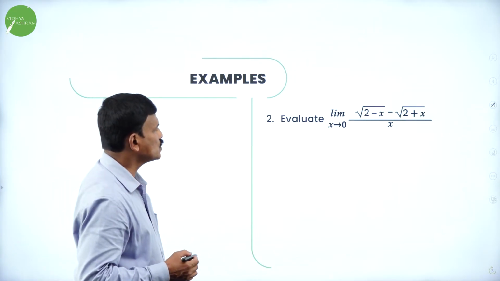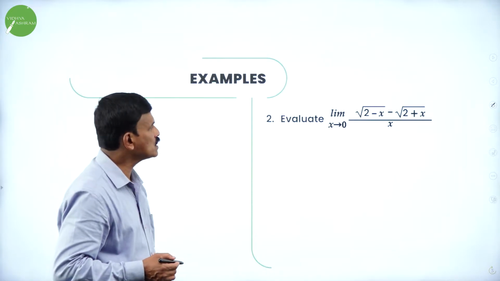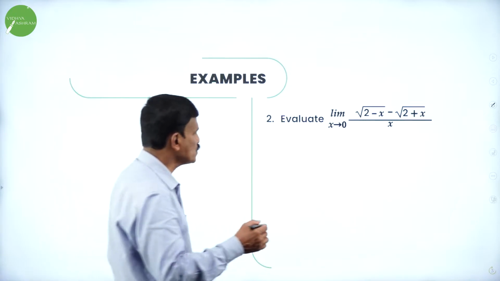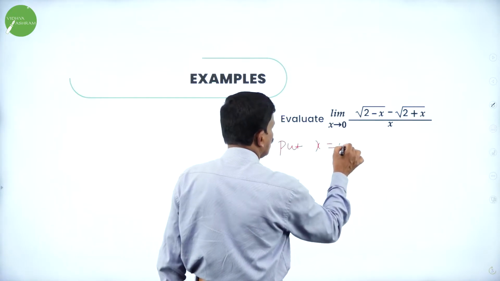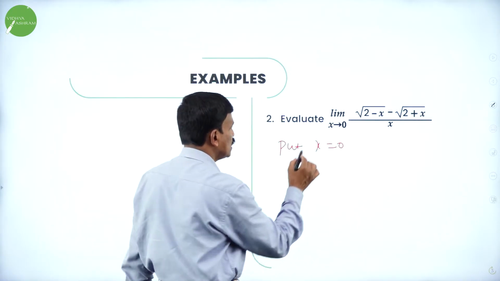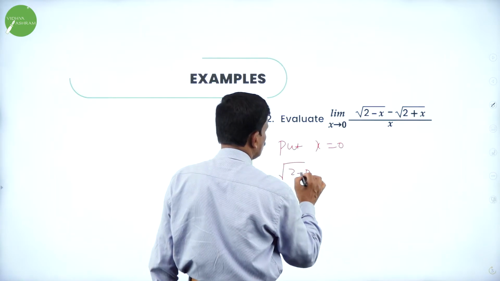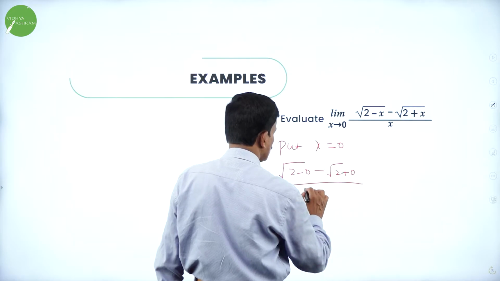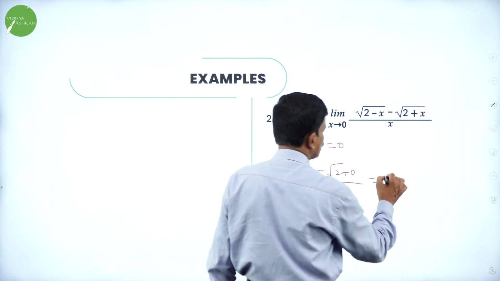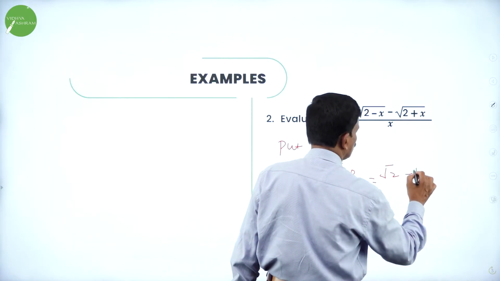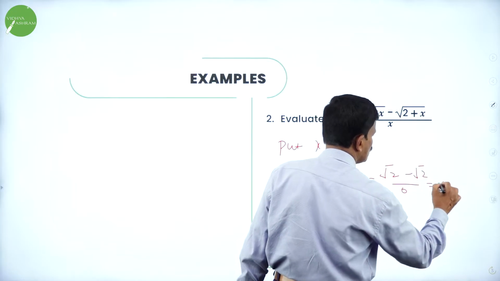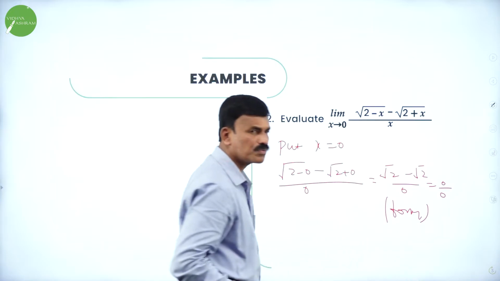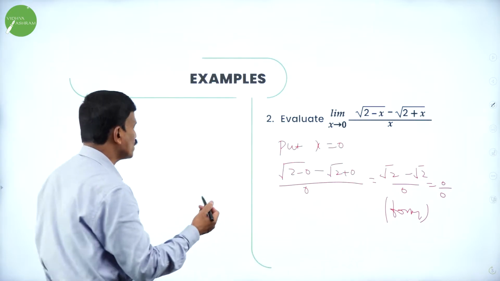So, limit x tends to 0 of root of 2 minus x minus root of 2 plus x divided by x. Suppose if you put x is equal to 0, then this becomes root of 2 minus 0 is root 2 minus root 2 divided by 0, a 0 by 0 form, which is an indeterminate form. Here also rationalize the numerator, that's all.